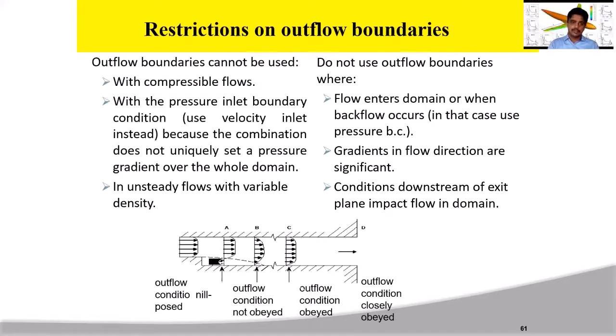with compressible flows, or with the pressure inlet boundary condition; use velocity inlet instead. Outflow boundary conditions cannot be used with compressible flows, and cannot be used with the pressure inlet boundary condition. You have to use velocity inlet instead, because the combination does not uniquely set a pressure gradient over the whole domain. In unsteady flows, that means outflow boundaries cannot be used in unsteady flows with variable density.